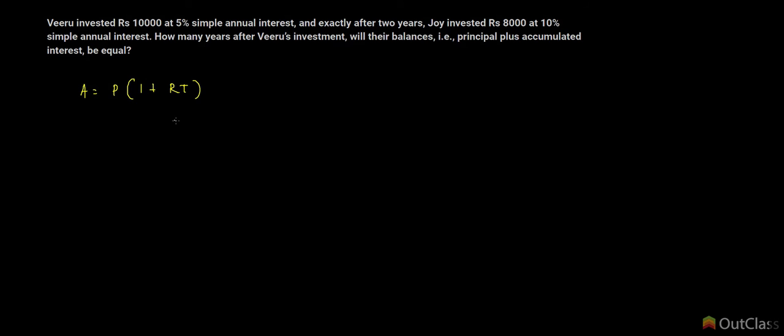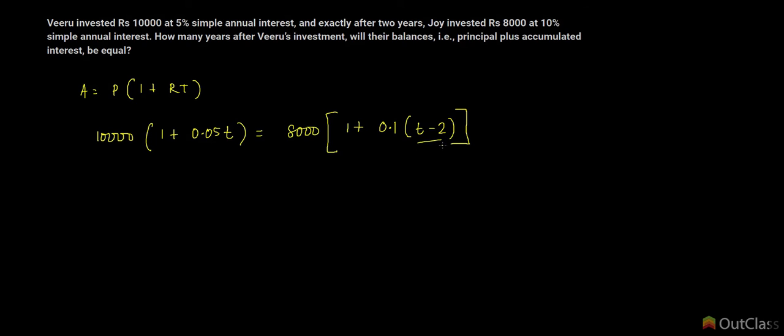Equate the two amounts. So 10,000 into 1 plus 5%, 0.05 into T years. That's the amount T years after Viru's investment. It has to be equated to the amount for Joy, which is 8,000 into 1 plus, he has 10%, but his investment took place 2 years after. So he's invested for a duration of time which is 2 years less than Viru's duration. So that's going to be T minus 2.